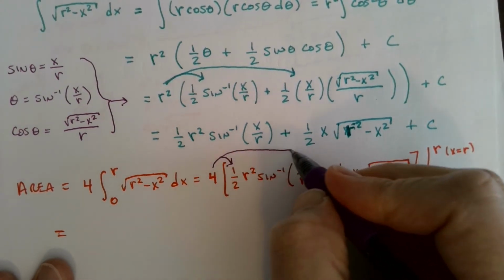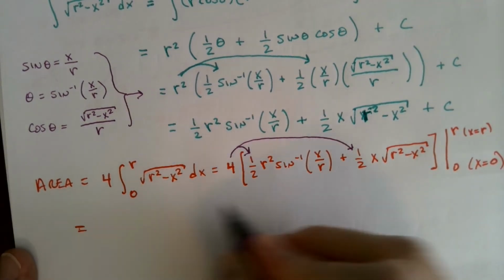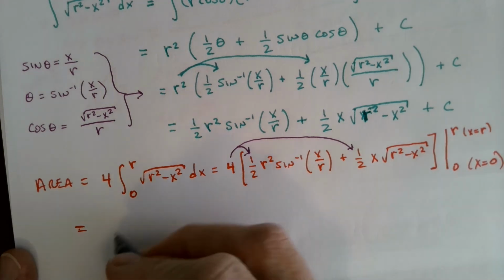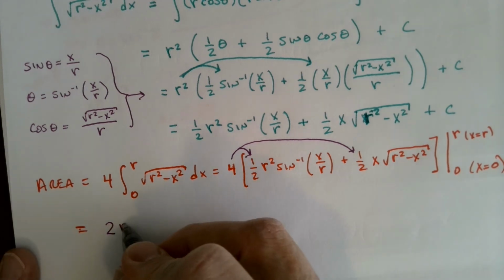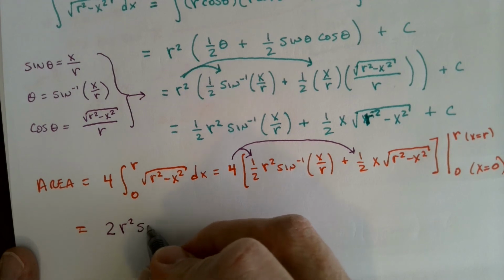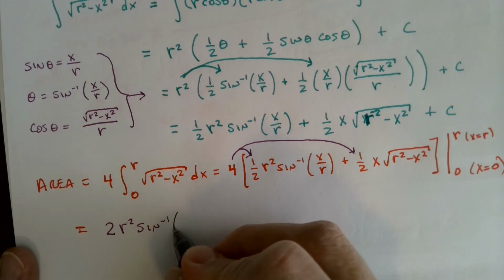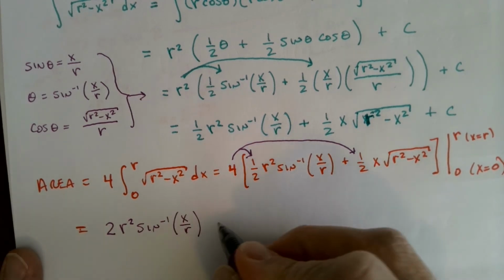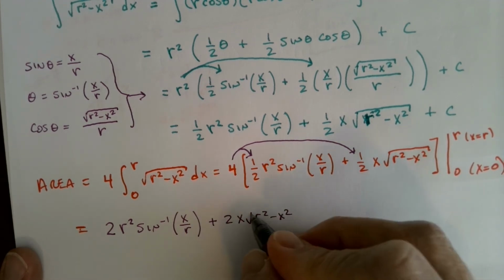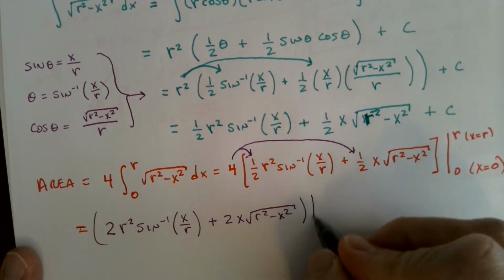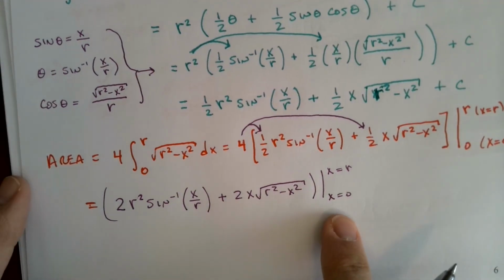Okay, I can also distribute this 4 through. 4 times 1/2 is 2 each time. So I'm going to get 2 r squared sine inverse. Let me just do this first before I evaluate it. 4 times a half is 2x square root of r squared minus x squared. I don't know why I just did that, but I did. Okay, so this is x equals 0, x equals r. So let's evaluate this at x equals r, evaluate at x equals 0, and subtract, right?